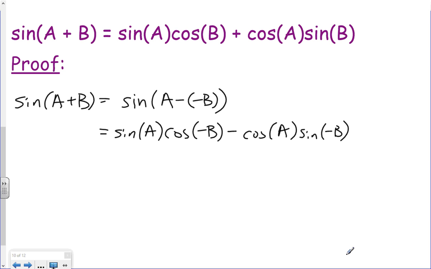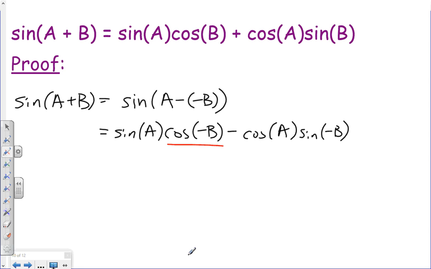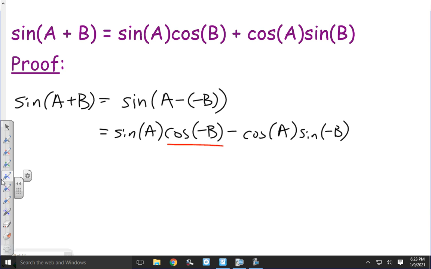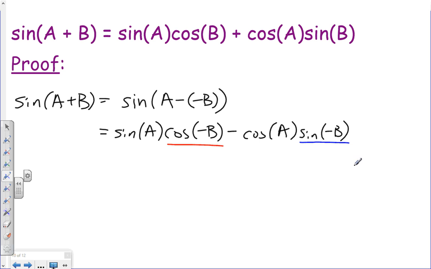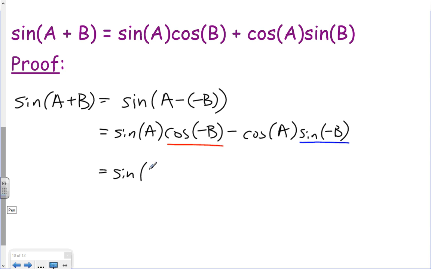All right, and now I've got to get rid of these opposite of B's, but now again, because of the work I did on the previous slide here, I've got a good idea of what I'm going to use to do that. I'm going to use my odd and even properties to replace that guy right there with cosine of B. And this guy right here, he can get replaced with the opposite of the sine of B. All right, so let's do that. So we've got the sine of A times the cosine of B. Since it's an even function, it can be replaced with just cosine of B.